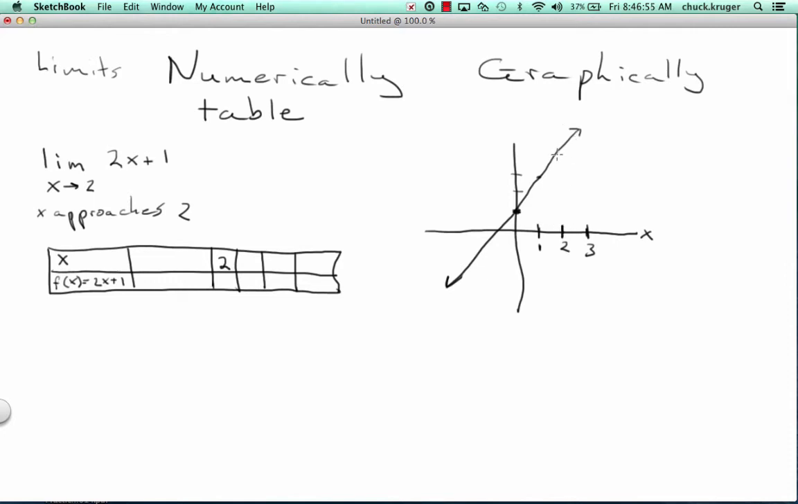So right here is my y value for 2. And the values I'm going to put here are x values that are approaching 2 from the right. So they're going to be very close to 2, but they're going to be bigger than 2. So the first one I'm going to put here is 2.1, because that's furthest to the right. Then 2.01, now I'm moving left from the right-hand side of 2, and I'm getting closer and closer to 2, but I'm not going to be 2.